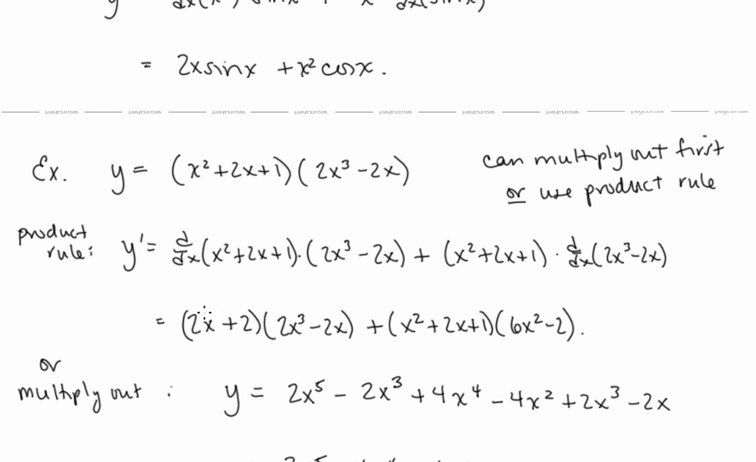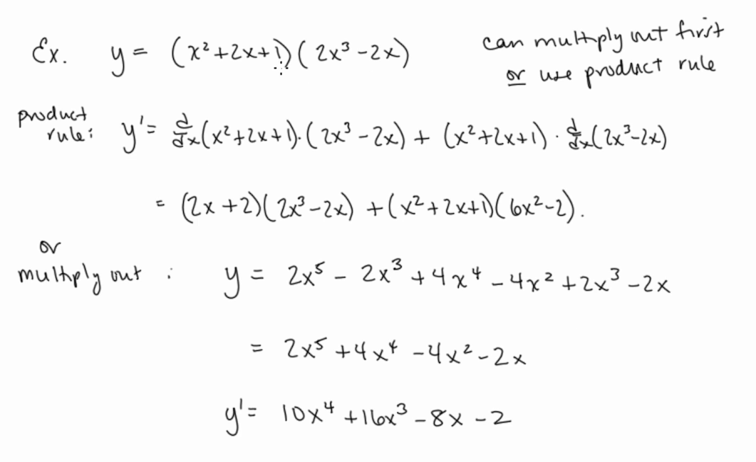So here we have 2x plus 2 multiplied by 2x to the third minus 2x. And here we have x squared plus 2x plus 1 multiplied by 6x squared minus 2. And since we were using the product rule to avoid having to multiply out, we'll just leave it here for now.